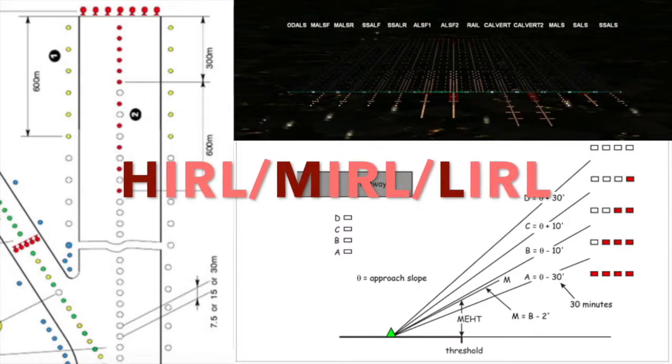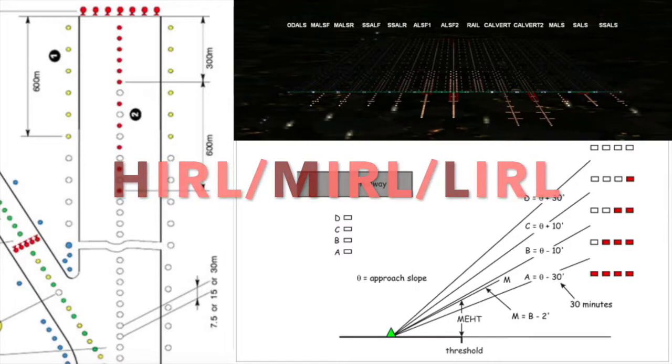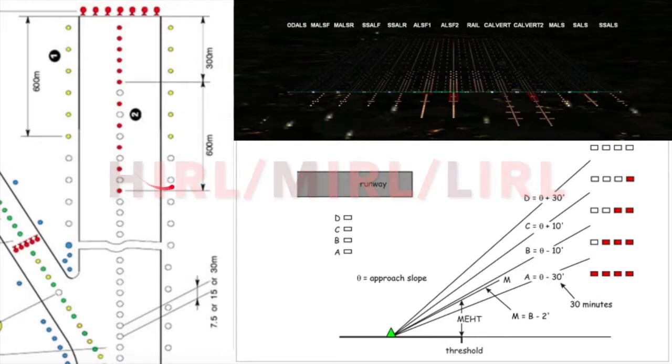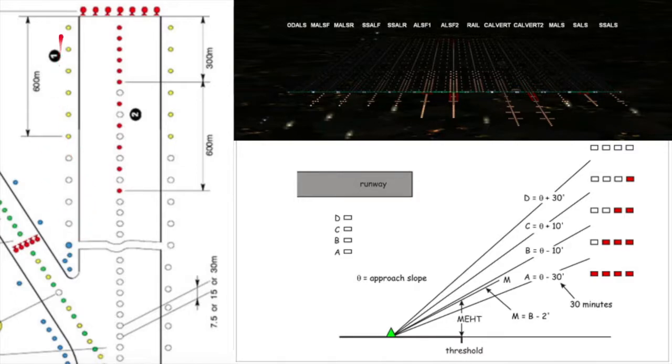They can be high intensity, medium intensity, or low intensity. That's why there are three names for the system: H for high, M for medium, and L for low. So these lights are what you are seeing here. These white lights at the two sides of the runway are edge lights. And towards the end of the runway, it turns yellow, and then it turns red.